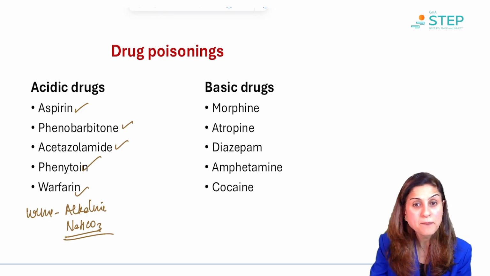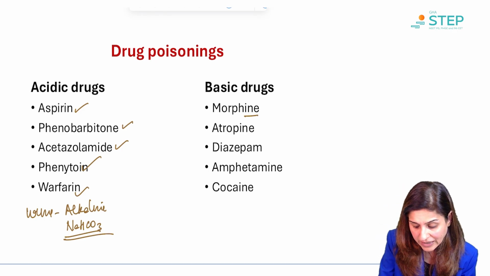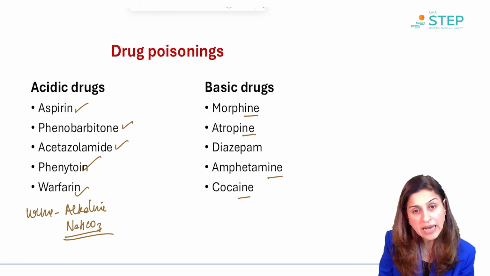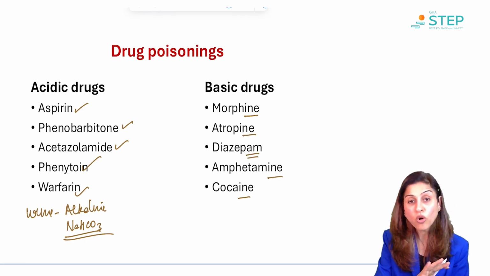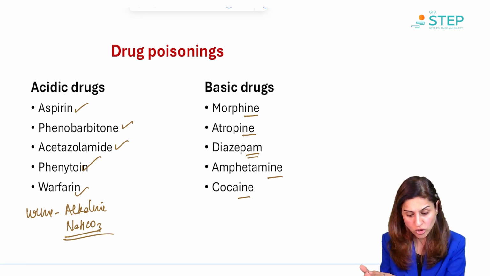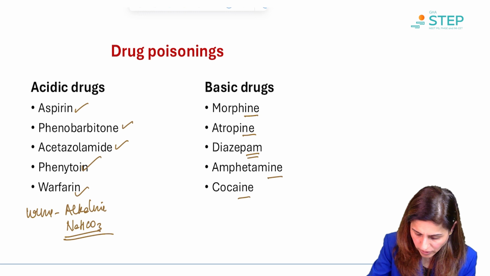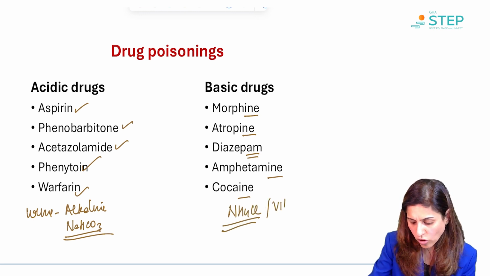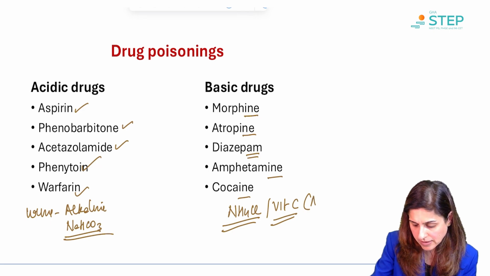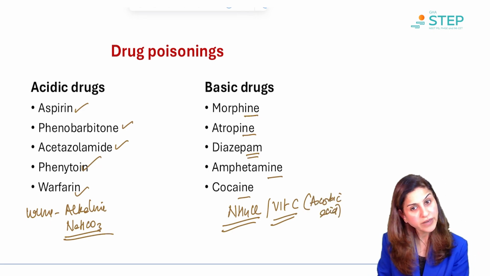The second one is the basic drugs. Most of the drugs are going to end with ene or ine, except this diazepam. So all of them are basic drugs. So what you need to do here is you have to make the urine more acidic. So to acidify, you can add ammonium chloride, or you can give ascorbic acid or vitamin C. That is what you have to do, right?